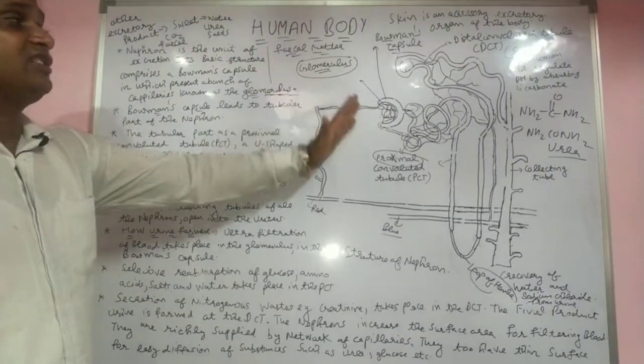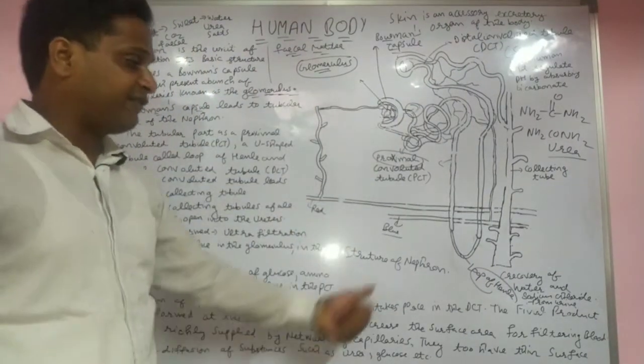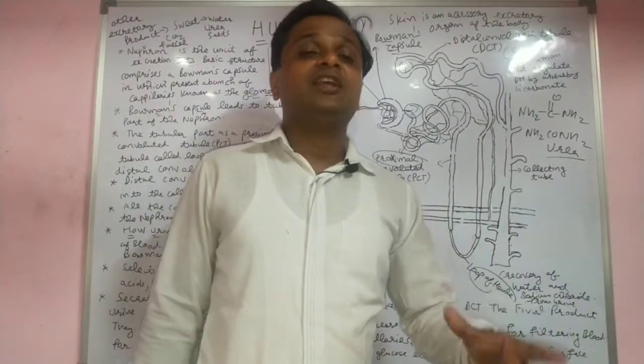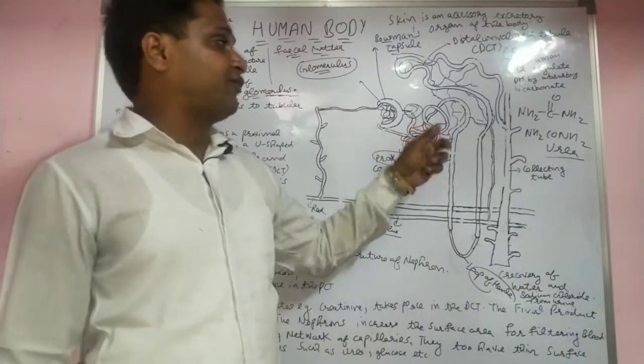So students, this is the main working of the nephron: the Bowman capsule, and how filtration takes place in the kidney, in the structure of the nephron.